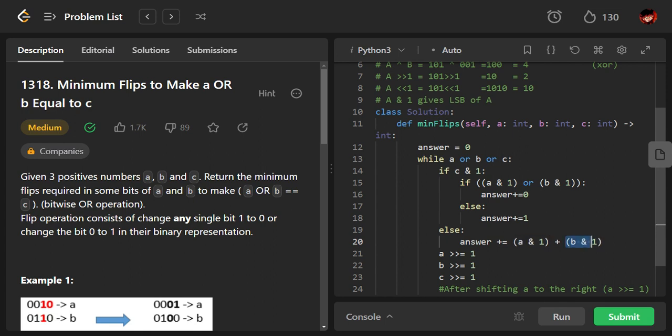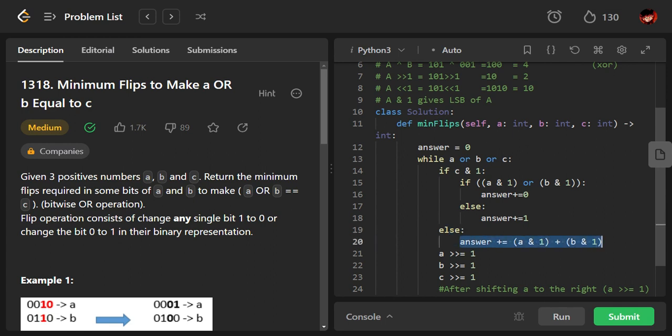And similarly, we are checking if the LSB of B is 1. If it is 1, again we will need to change it. So that's why I'm adding the 2, and I'm adding it to my answer. So if my LSB of A is 1, I will have to change it. If my LSB of B is 1, I will have to change it, because the LSB of the answer, which is C, is 0 here. So I will have to add it to my answer.